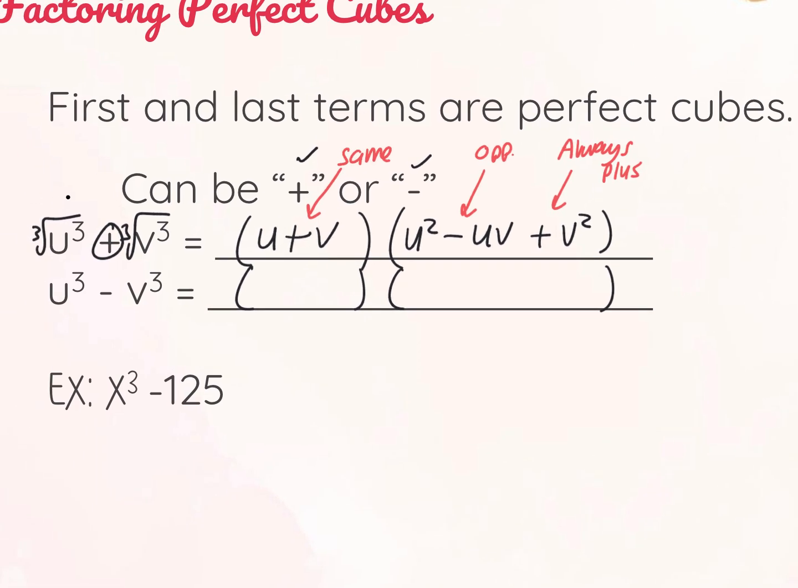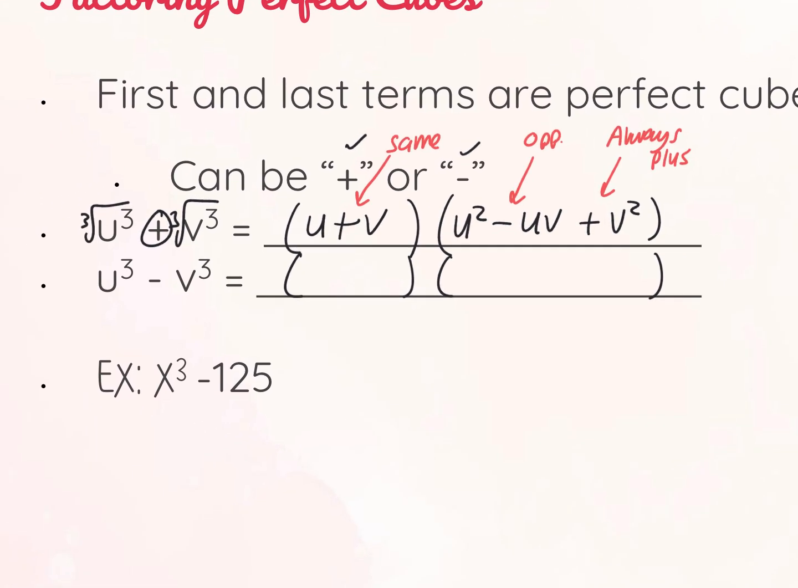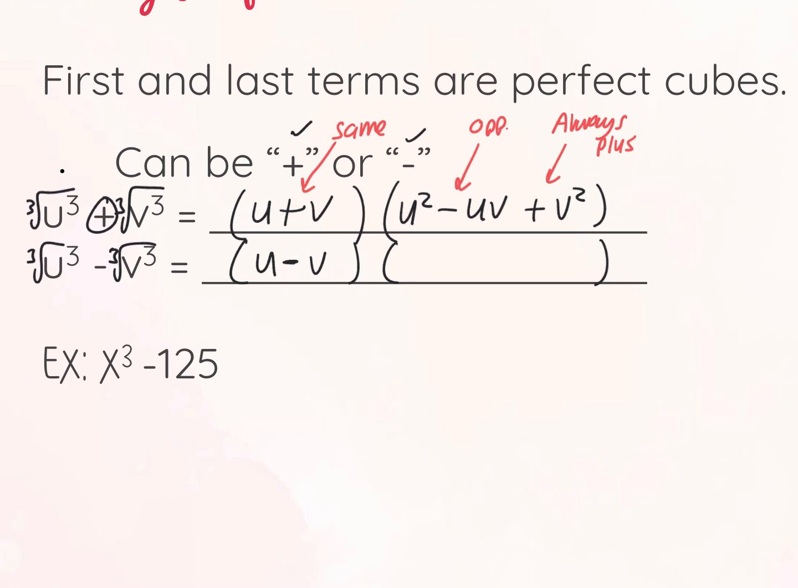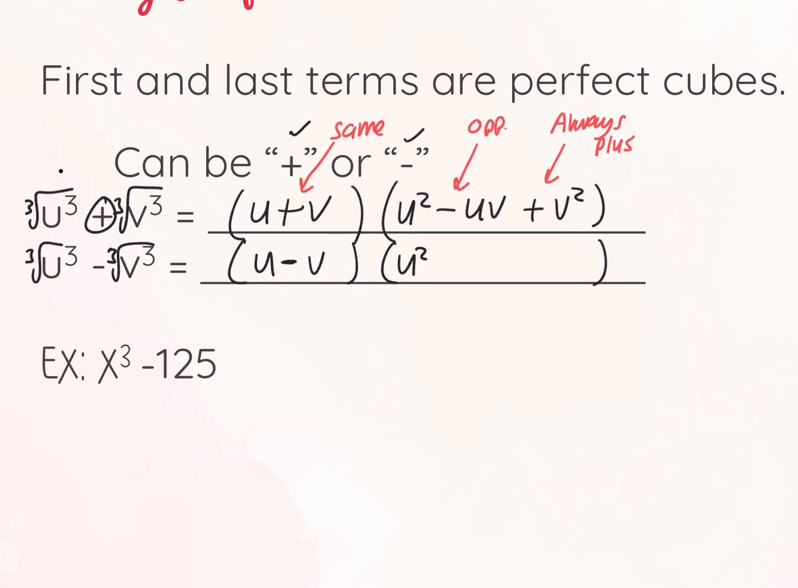All right. Let's try the same thing with the next one. A u to the third minus v to the third. These are both perfect cubes, so I'm going to cube root the first, cube root the second. Keep the sign in the middle, so it's going to be a u minus v. And then it's going to be the square of the first, square of the last, and the product of the two in the middle. Once again, it's going to be the same sign, the opposite sign. So if it was a minus, it's going to be a plus, and the last one is always plus.